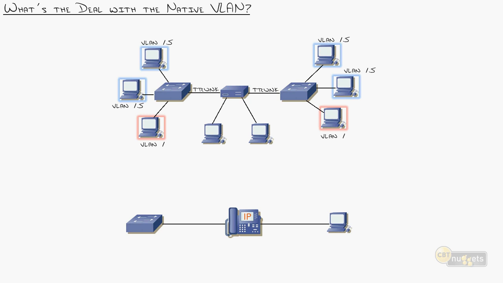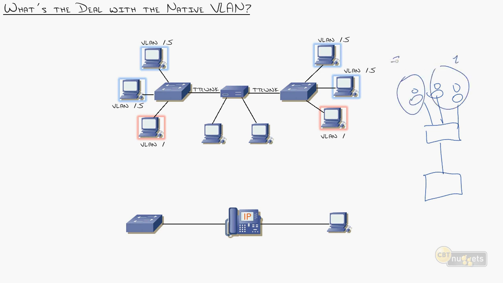Trunks send tagged information, right? Let me go with the simple view here. We've got a couple switches. Let's say we've got 3 computers up here, and these guys are a member of VLAN 2. This guy's a member of VLAN 3. And then down here, I've got one computer that's a member of VLAN 2 and one computer that's a member of VLAN 3. So if this is a trunk, it's going to send tagged information across.